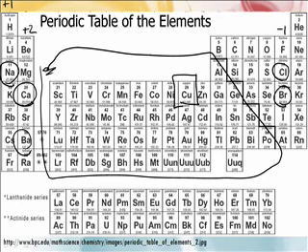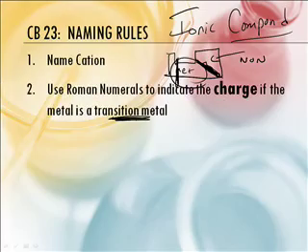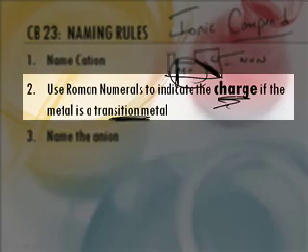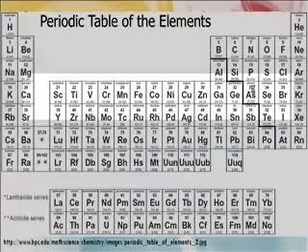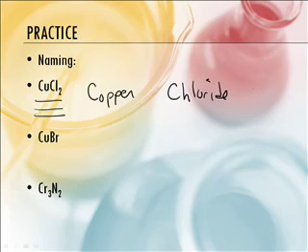Now, what do the rules say? Well, the Roman numeral is based on its charge. It's not how many of them there are. It is based on the charge. Are you sure it's the charge? I'm positive it's the charge. Don't ever try to make it anything other than the charge. Now, how do I figure out the charges? Well, if we look at chloride, chloride is always -1.